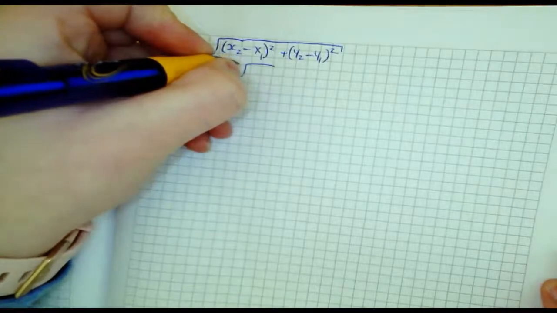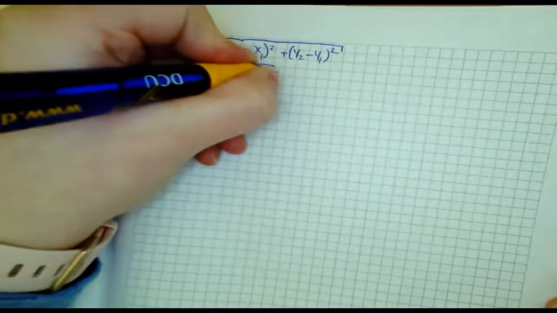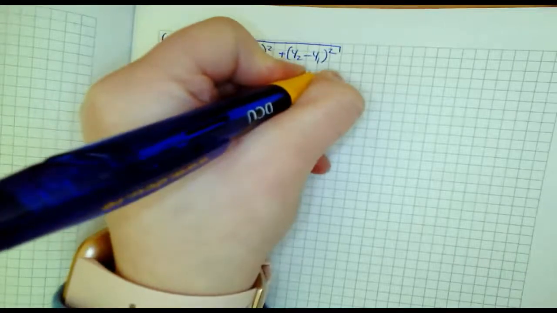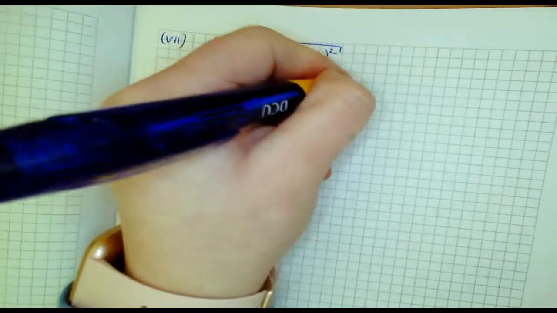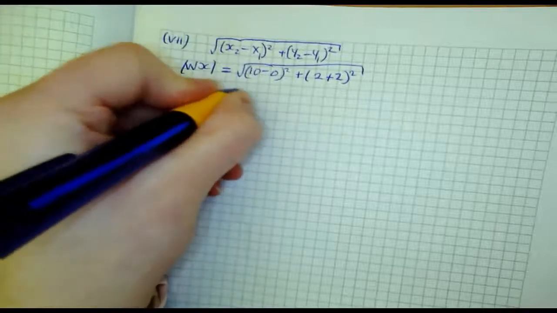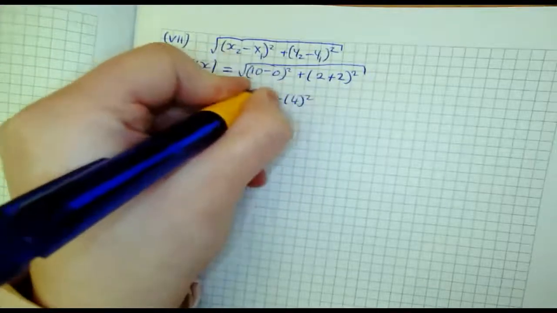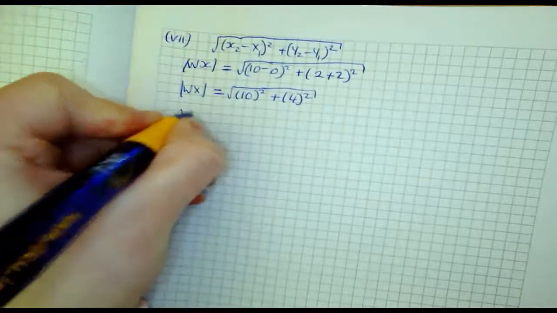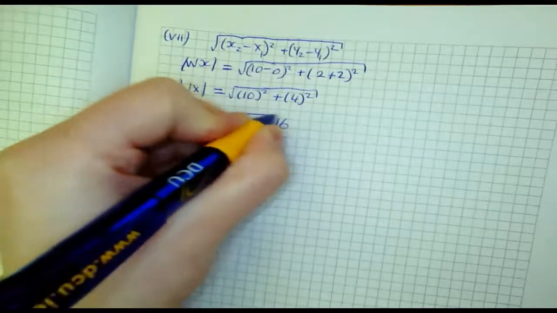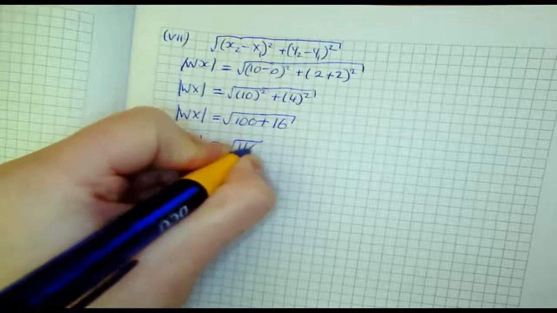So my x2 is 10 minus my x1, which is 0, squared, plus my y2 is 2, minus my y1, which is minus 2, squared. Minus by minus is going plus. So tidy that up then. 10 minus 0 is 10 squared, plus 4 squared. So WX is equal to 10 squared is 100 plus 4 squared is 16. So WX is equal to the square root of 116.